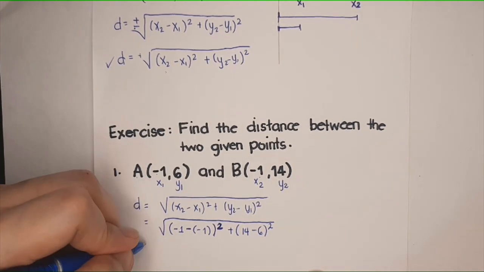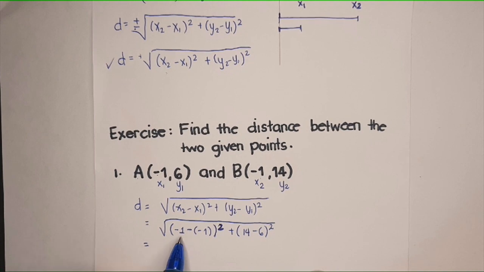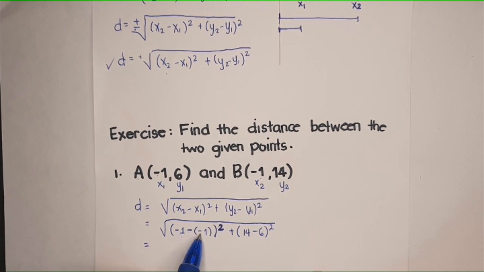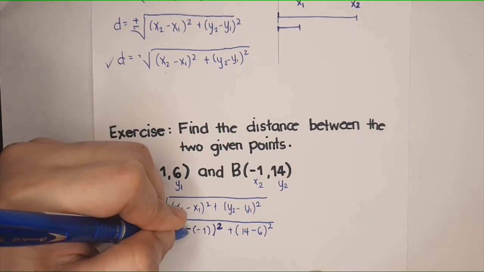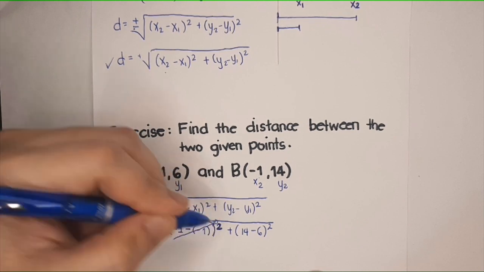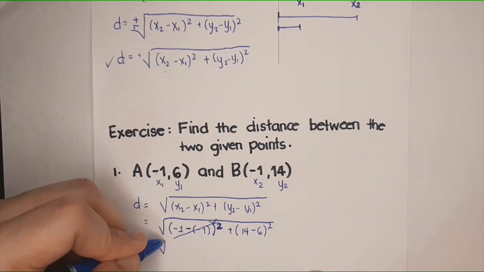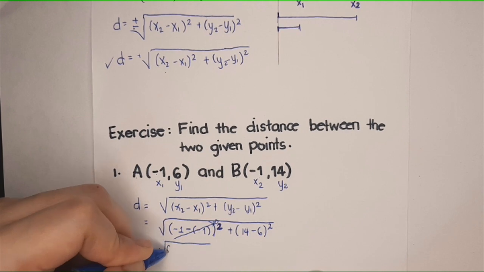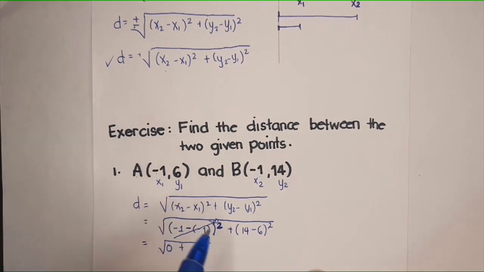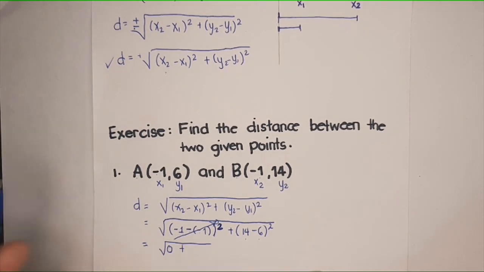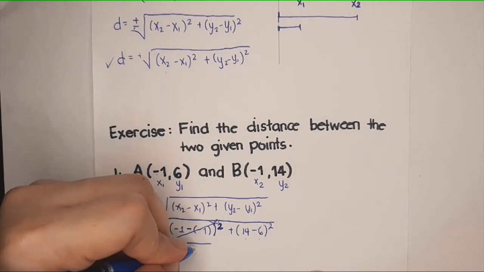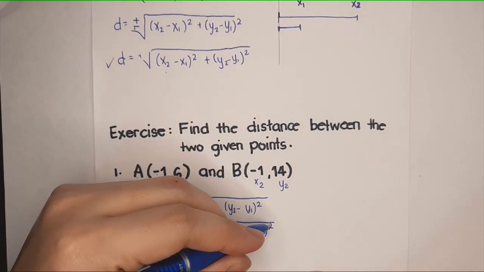So, let's continue. This becomes negative 1 plus. Okay? So, negative 1 plus 1, okay, it's 0. Okay? So, wala na to. 0 because 0 squared, wala na. Alright? So, you just have 0 plus, what is 14 minus 6? You have 8. And then, 8 squared.